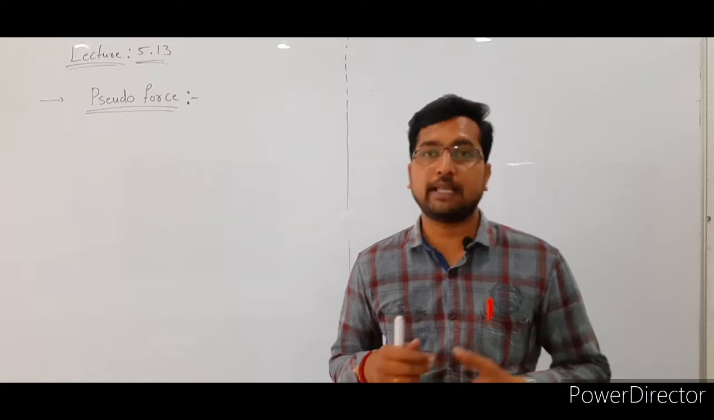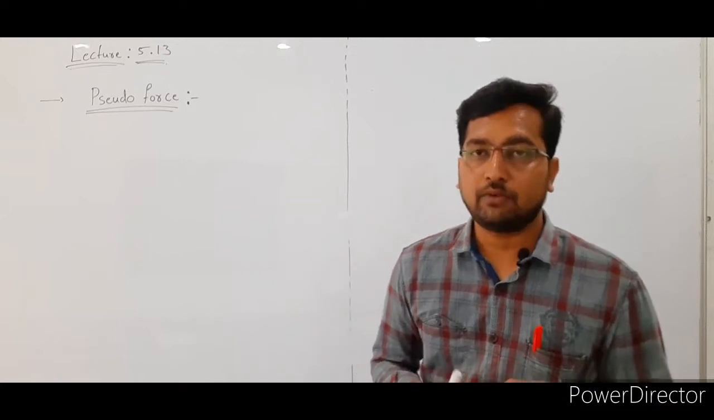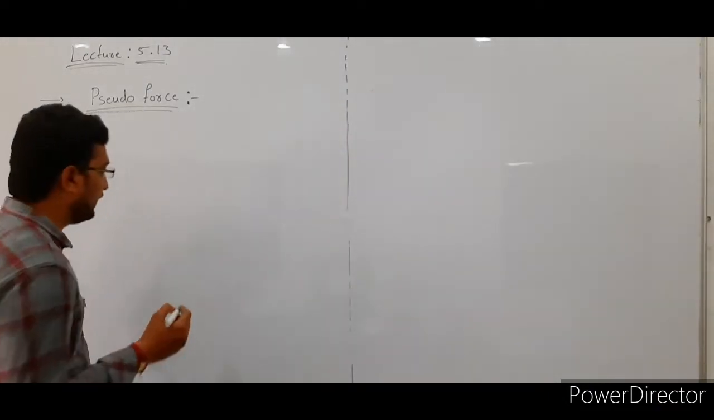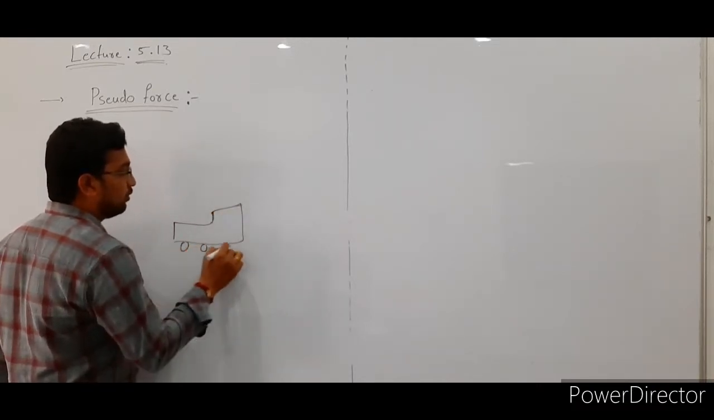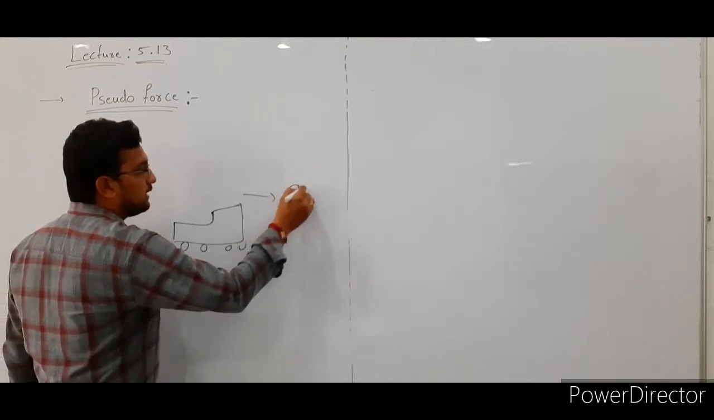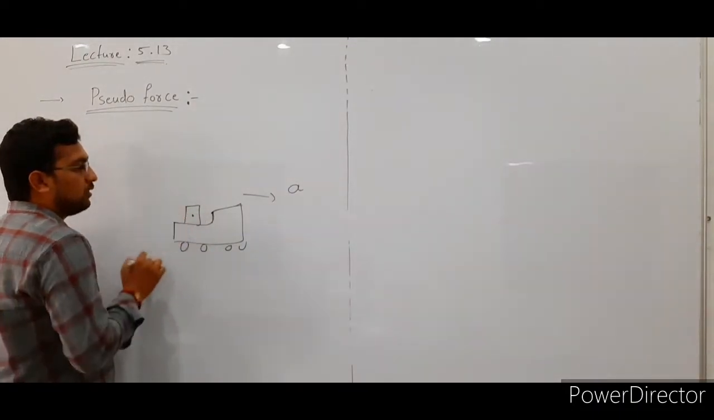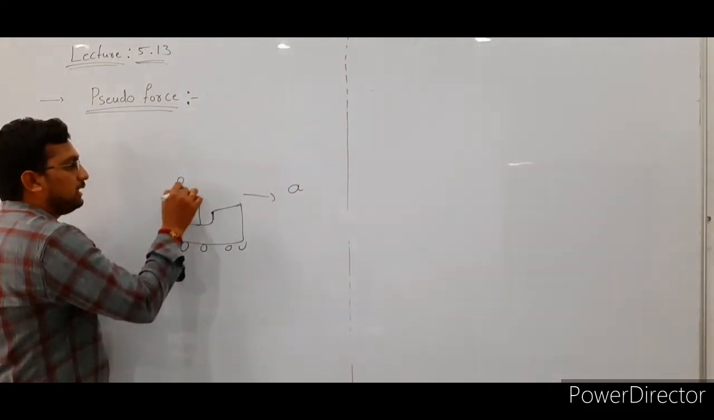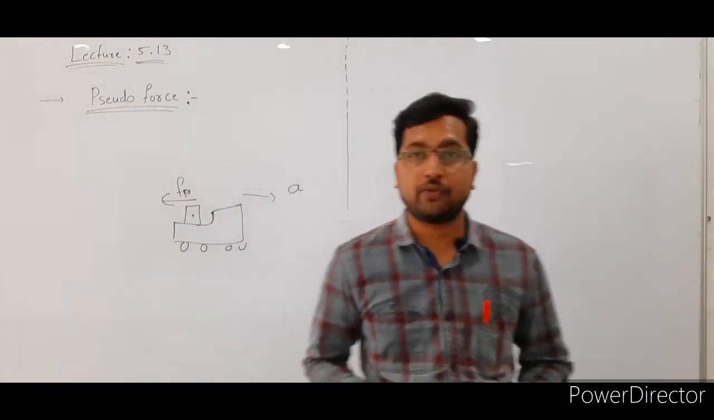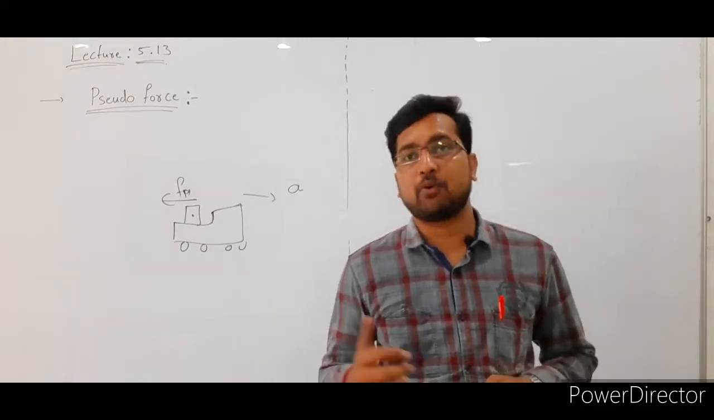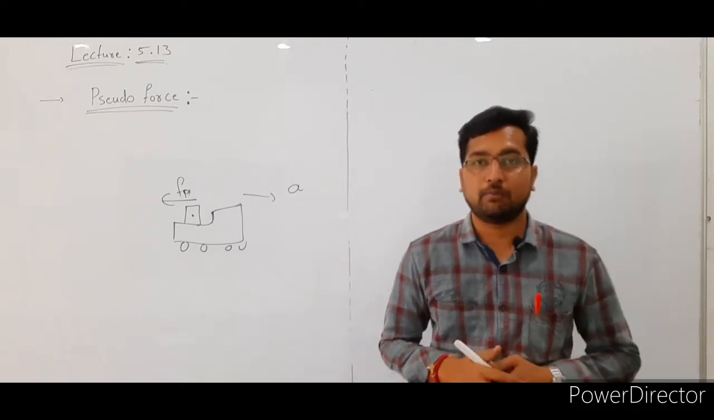Here the pseudo force always acts opposite to the direction of motion of the body. For example, consider a vehicle. It is moving in this direction, or the acceleration of this vehicle is in this direction. In that case, the pseudo force acting on this body is in the exactly opposite direction. In this case the pseudo force always acts exactly opposite to the direction of acceleration of the body.